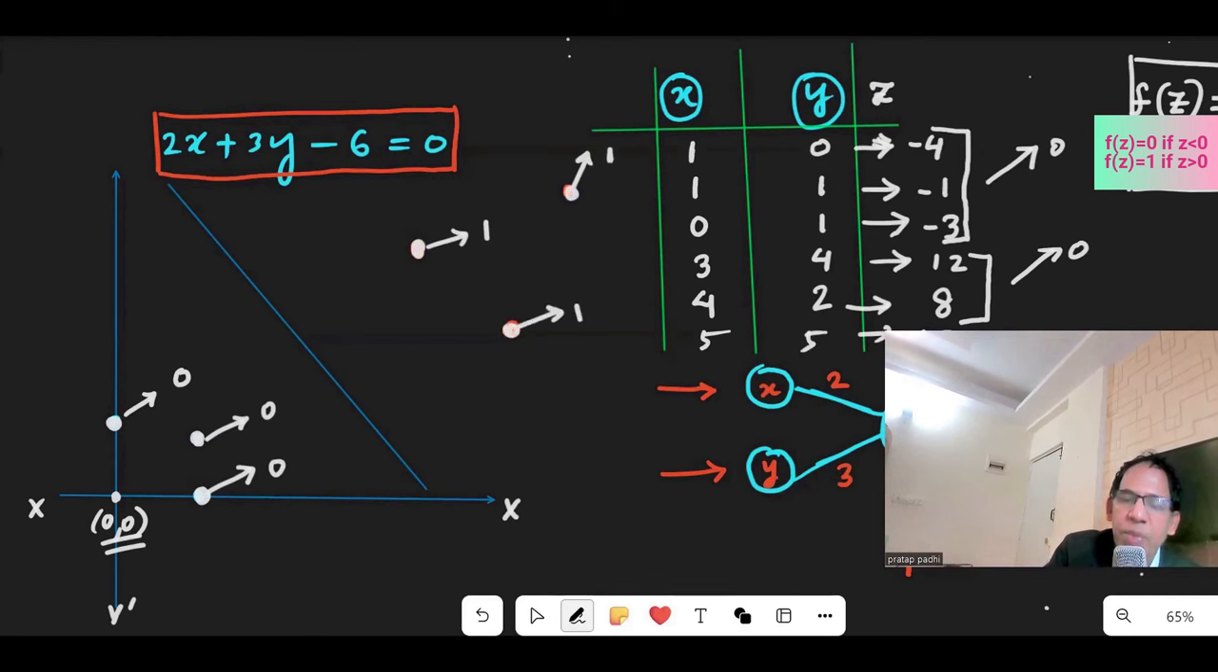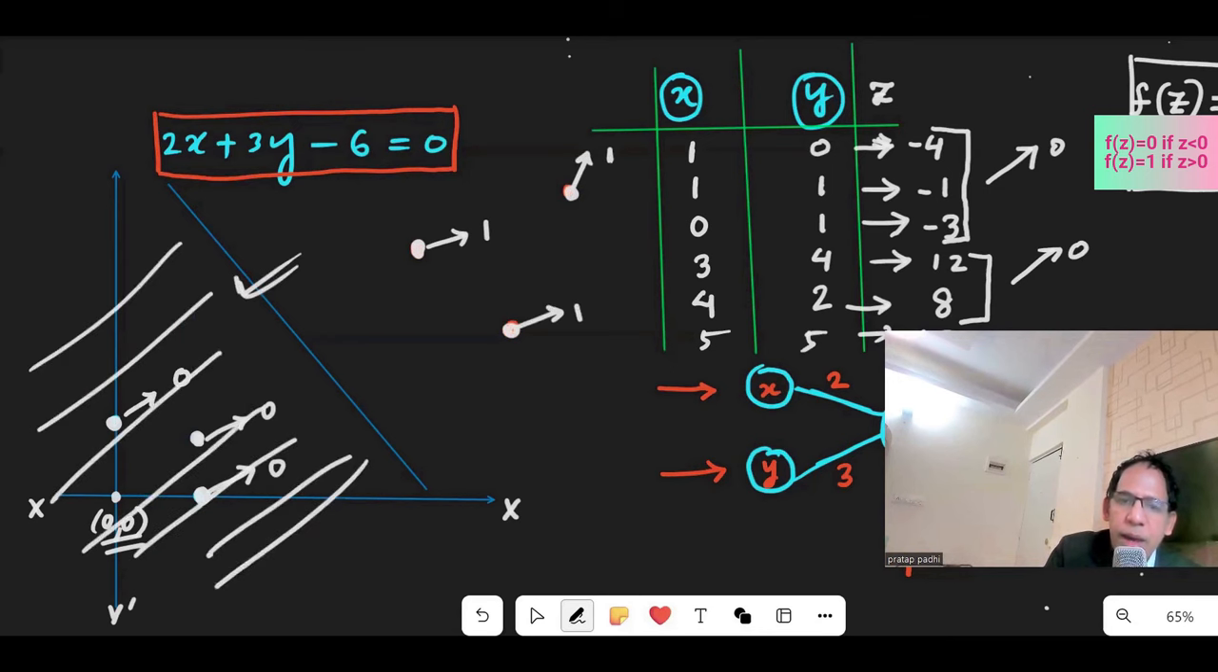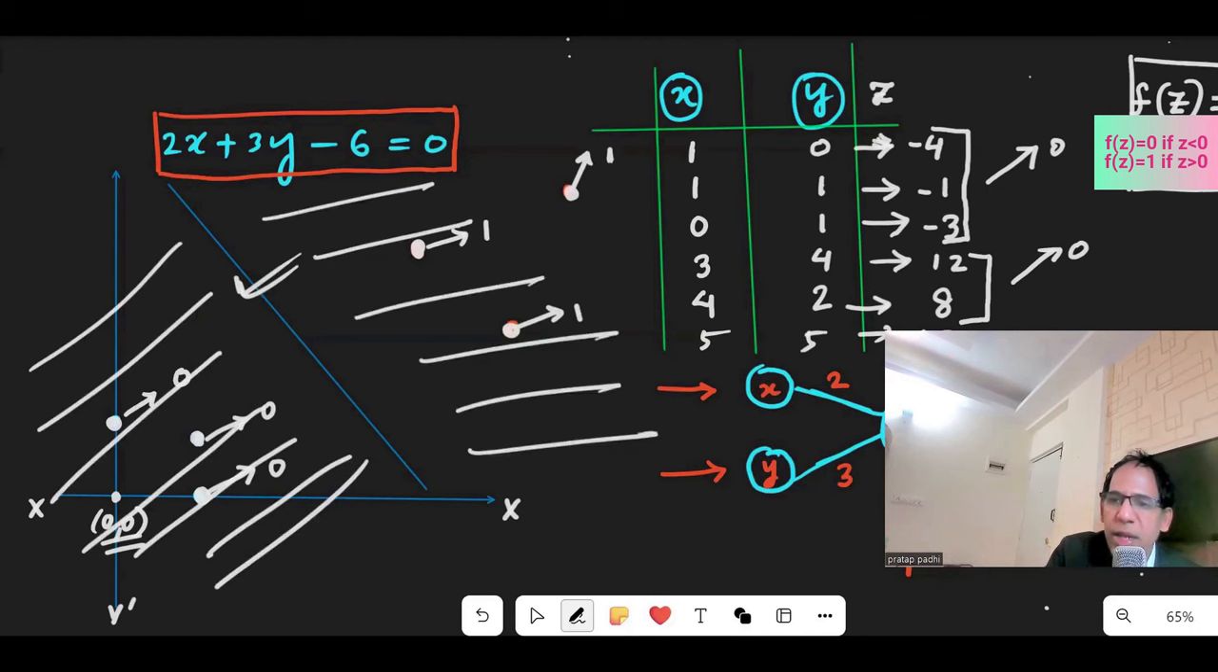And what is the separation? The separation is this line. This side, if you see, they are negative, and this side, they are positive. So this is very easy. So that way, we'll be able to separate all the points. Now, the intuition.